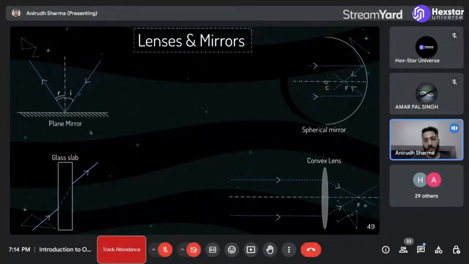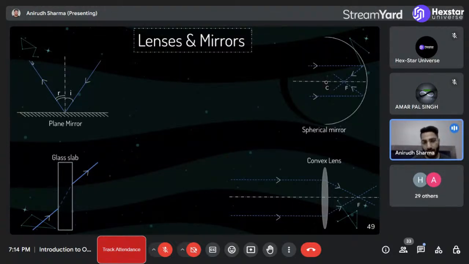So obviously, a lot of you, I'm assuming all of you, would have seen a plane mirror and how it works. But there are other shapes of mirrors and lenses, and we'll study that. So in the first section, you can see a plane mirror. In this plane mirror, there are some rules that light has to follow, or basically we have made those rules based on what light does in real life. And the rule is basically the angle of incidence is equal to the angle of reflection.